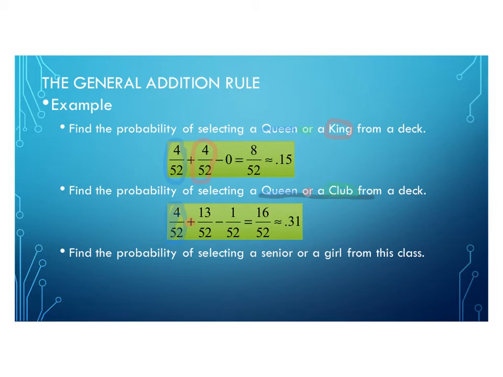After, we have clubs. So we have 13 clubs in a deck of cards because it's a quarter of the deck. Now, the next part, you have to ask yourself, do you have a queen that is also a club? And you do, and you have to subtract that overlapped card, 1 over 52. And you do get 16 over 52, or 4 over 13, or about 31%.